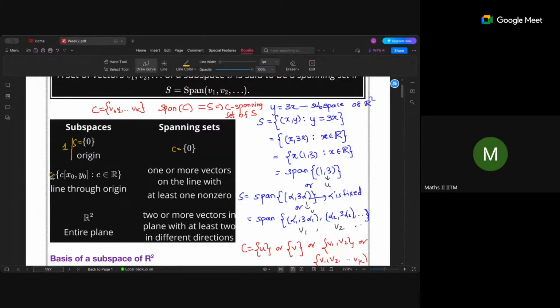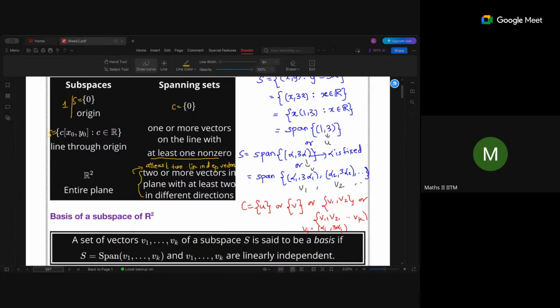And if your S is a straight line passing through the origin, then your C can have, just like I mentioned here, one or more vectors on the line with at least one non-zero vector. And for your entire plane R2, you need two or more vectors with at least two in different directions. That is, at least two linearly independent vectors are needed. Clear? Okay, so for different subspaces, the possible spanning sets are given here. Is that clear? Yes, ma'am. Okay, fine, good.